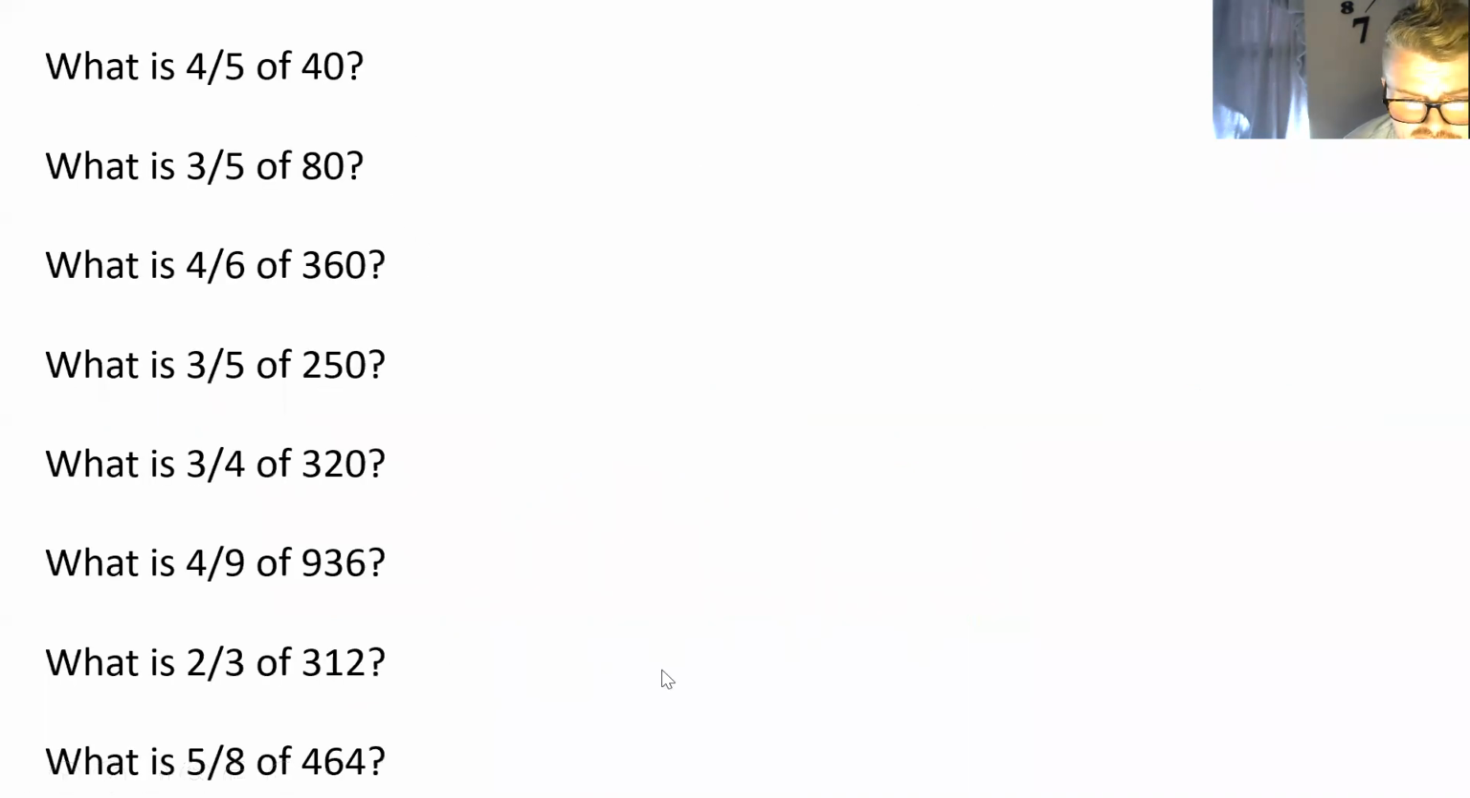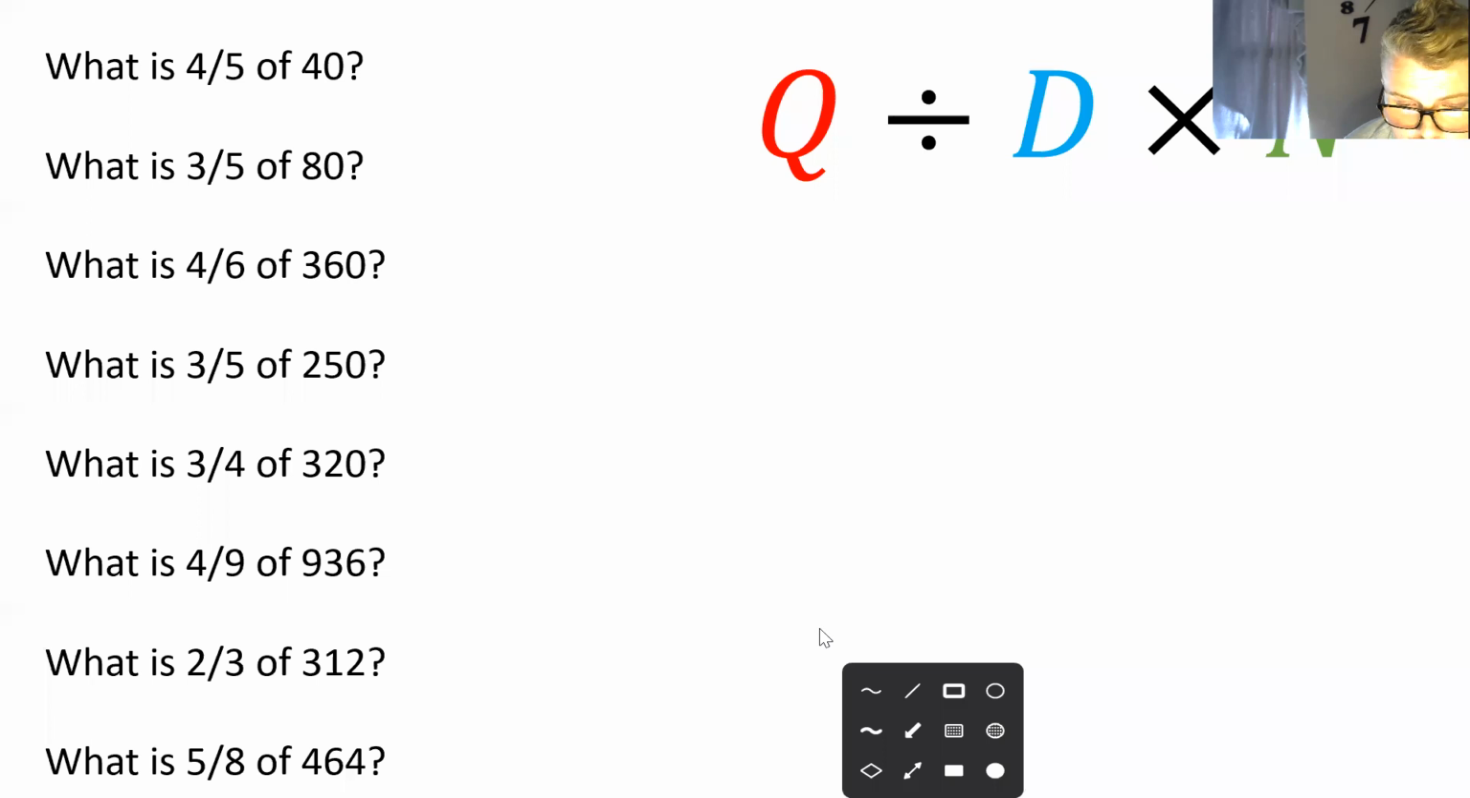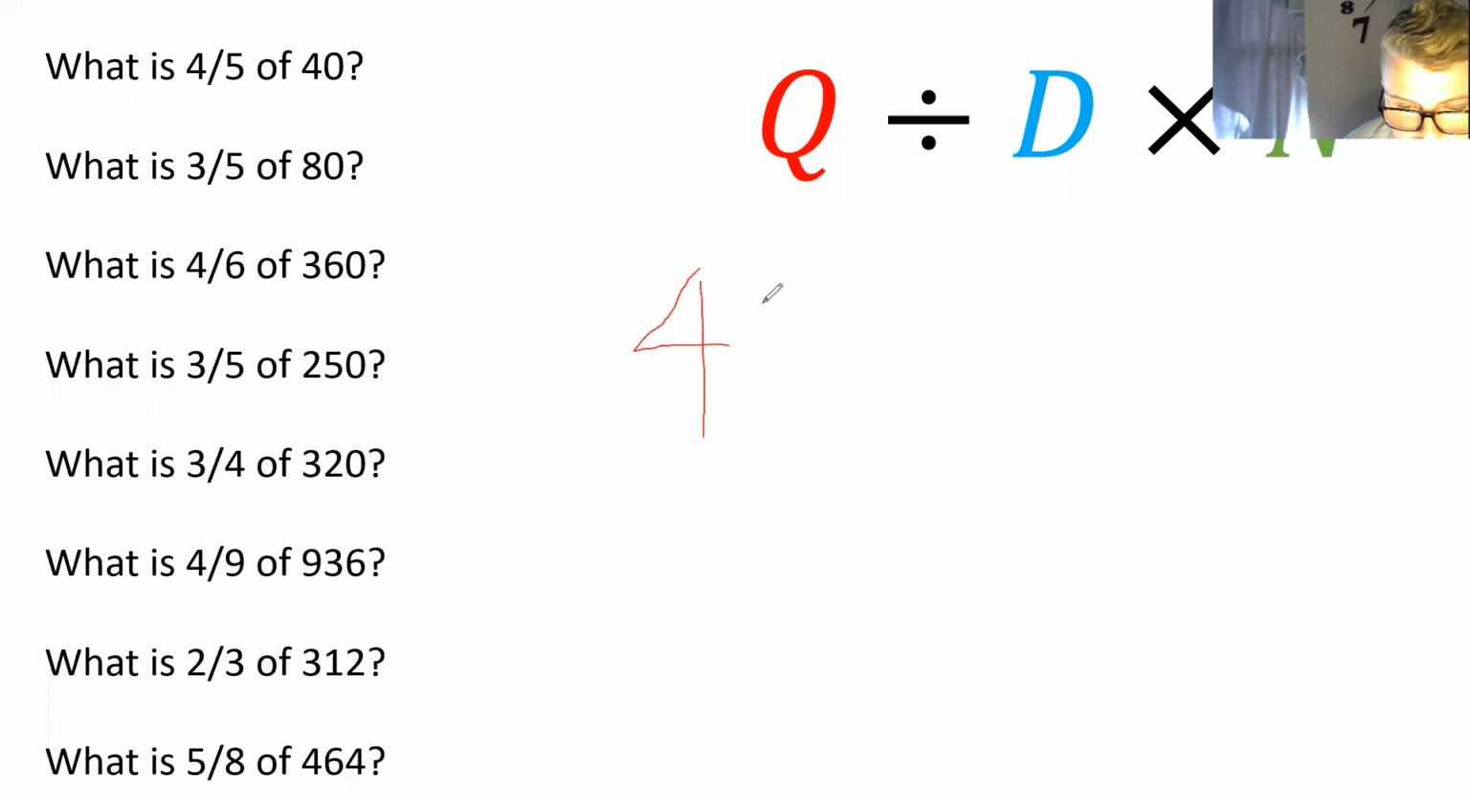If we look at the top question, it says, what is 4/5 of 40? Okay, so my quantity is 40. I need to divide it by the bottom number in the fraction, the denominator, so 5. So 40 divided by 5, and that gives me 8. Then I multiply by the top number, the numerator of the fraction. So 8 times 4 is 32.